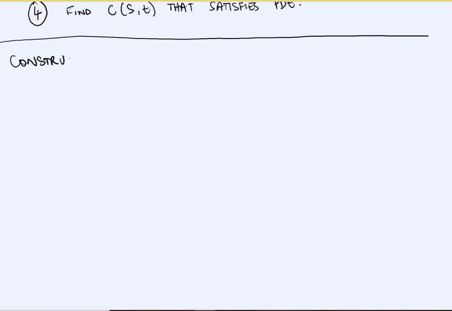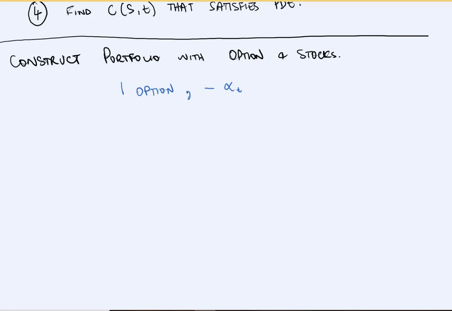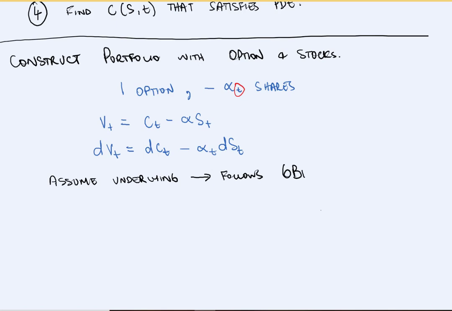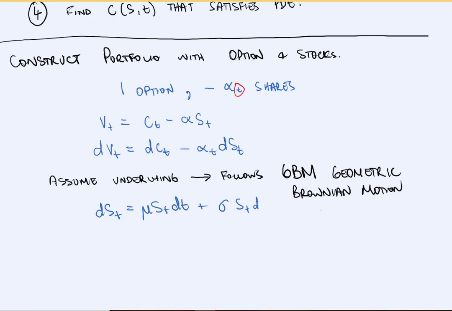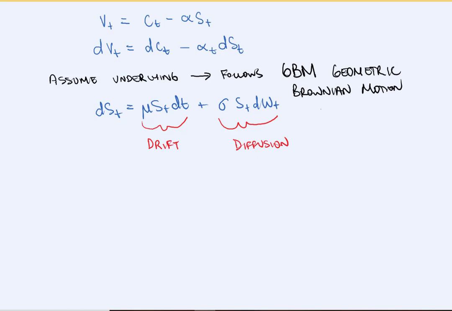So first, construct a portfolio with an option and stocks. So we're going to assume that there's one option and then negative alpha shares. We're going to construct the portfolio as V_t and we're going to derive it. Following that derivative, let's assume that the underlying follows a GBM, a geometric Brownian motion, as follows here. There's a drift term and a diffusion term with constant volatility.